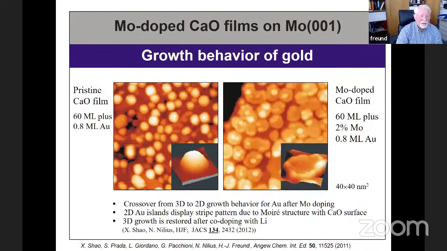This is the pristine calcium oxide film with no molybdenum implanted, and every gold atom is three-dimensional.